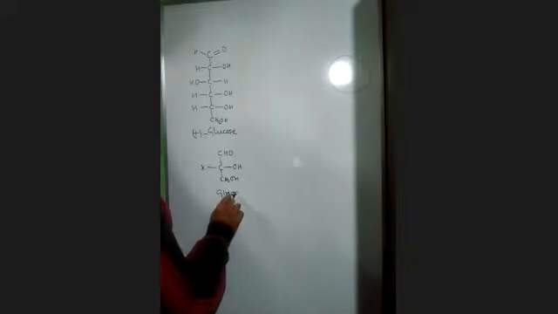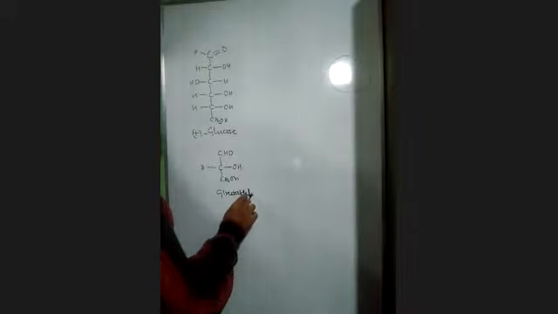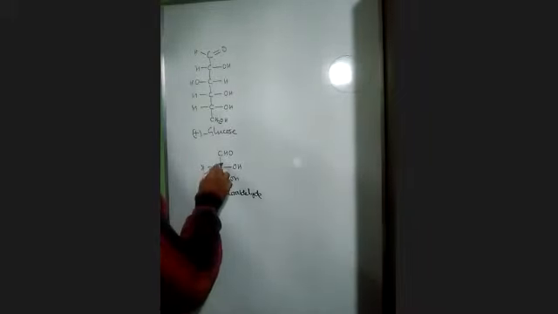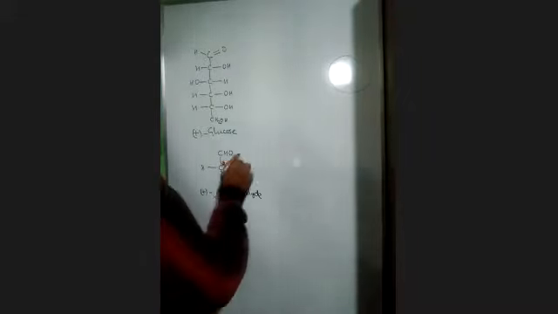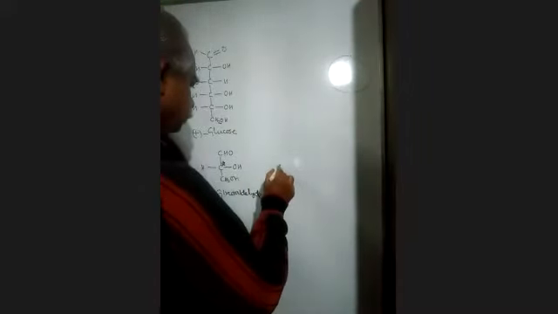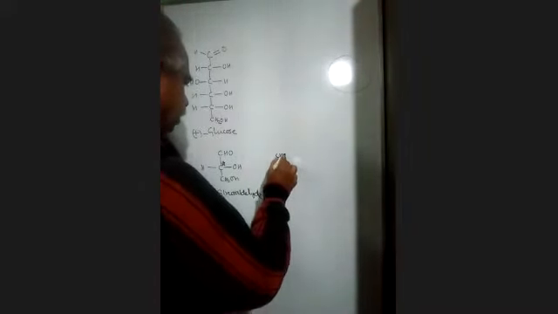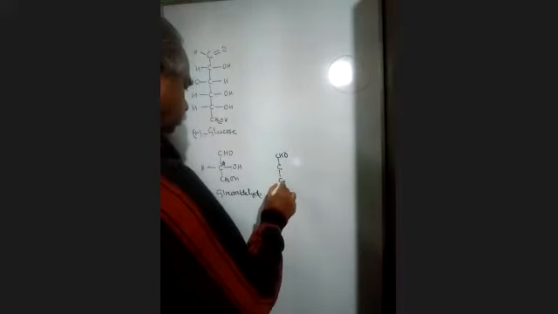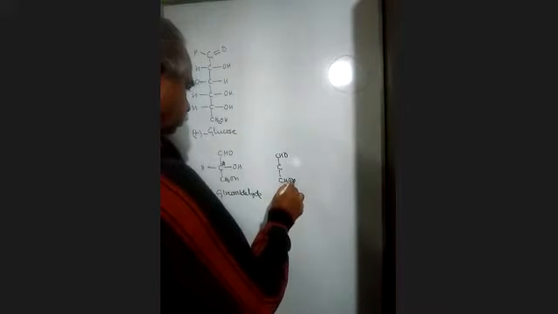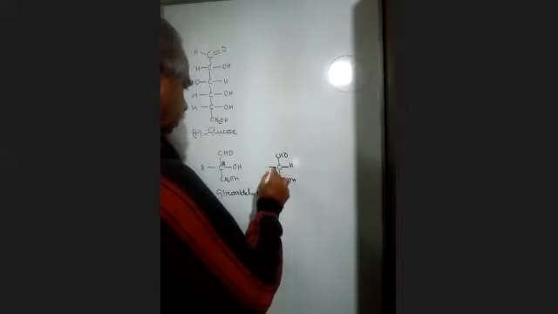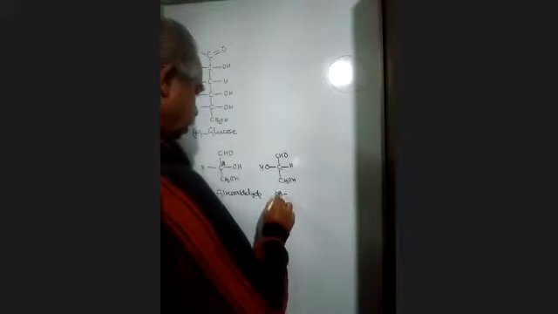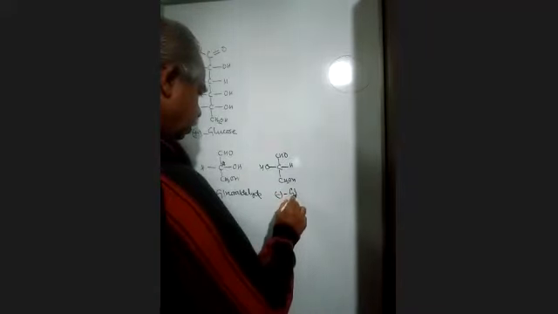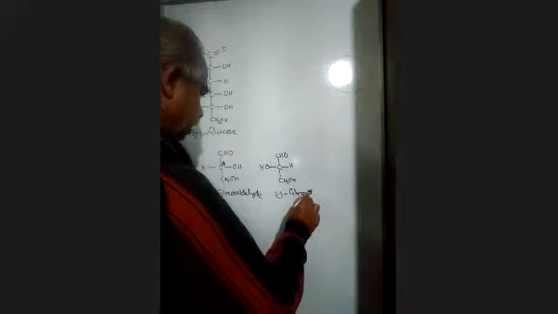Glyceraldehyde has an asymmetric carbon atom. So obviously this also is going to rotate the light. And what is this enantiomer? This is the enantiomer. So this is levoisomer glyceraldehyde.